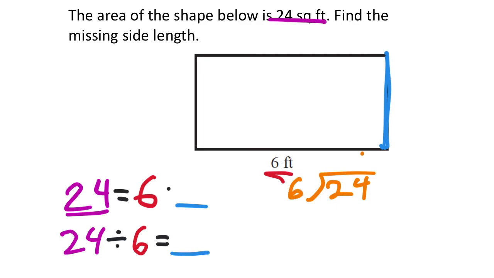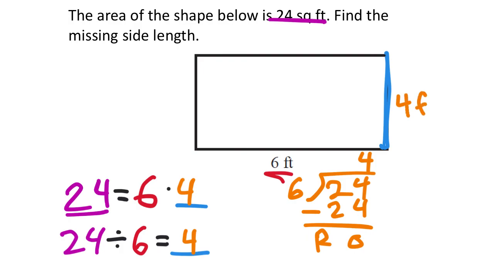6 goes into 24 evenly 4 times. 4 times 6 is 24. Subtracting shows a remainder of 0. That's good, because then it shows that our answer is 4 for both cases, and so this length here is 4 feet. And don't forget to label that one as well. Don't just write 4 in there, especially if you're doing it by hand. Make sure that it's in feet.